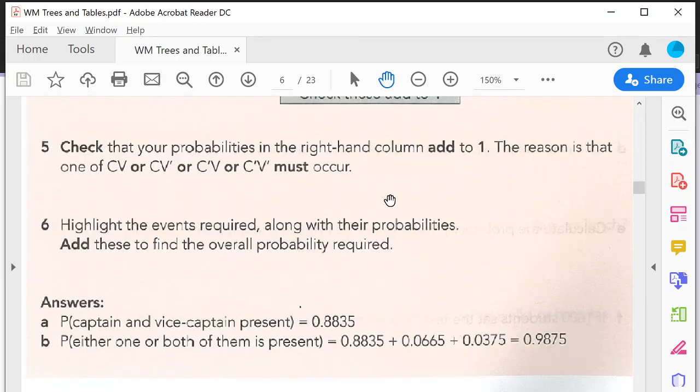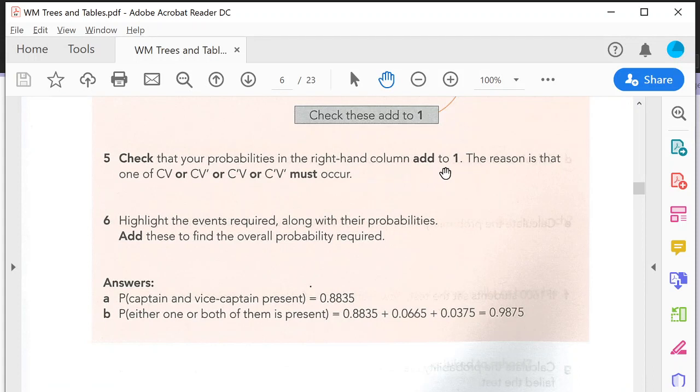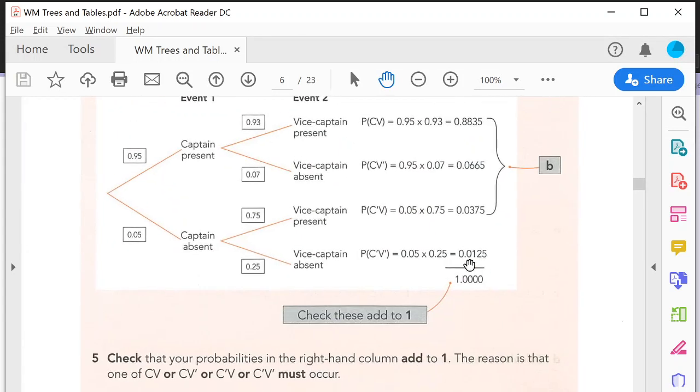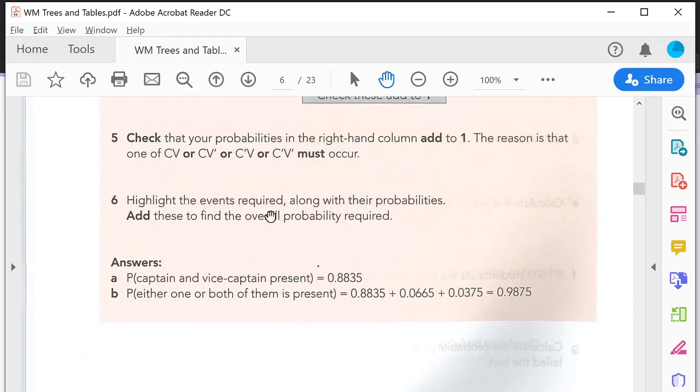And here it checks that your probabilities in the right-hand column add up to 1. The reason is that 1 means 100%. Something must happen, so one of these events must happen. That's why they add up to 1. Does that make sense? Okay, and a similar reason applies for these ones, they add up to 1. Step 6: highlight the events required along with their probabilities, and add these to find the overall probability required.